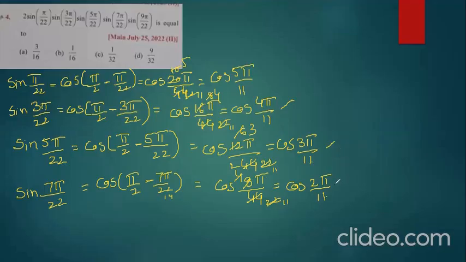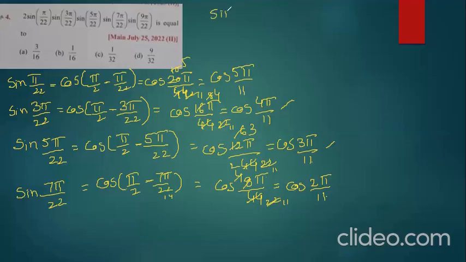And sine 7 pi by 22 is equal to cos... I think let me check. 22 minus 14 is 8 pi, 8 pi by 44. Yes, correct. Cos 2 pi by 11. Okay. So sine 7 pi by 22 is cos 2 pi by 11, and sine 9 pi by 22 in the same manner.